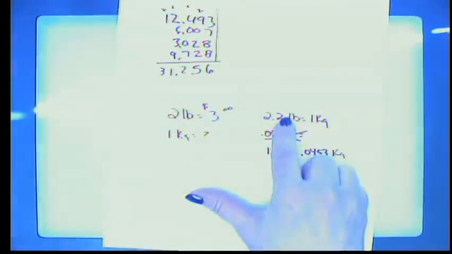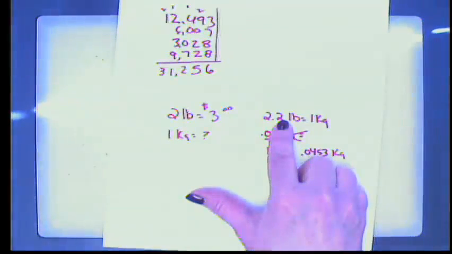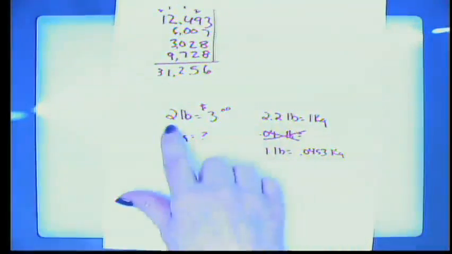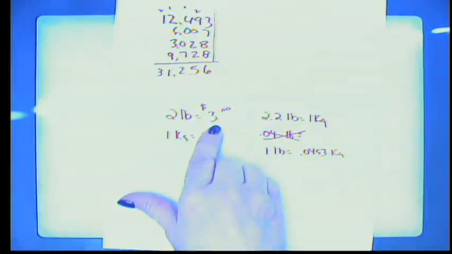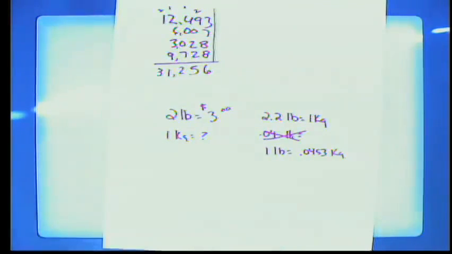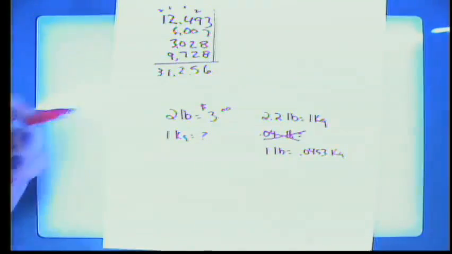Okay, so let's take a look at this before we get started on the math. 1 kilogram is just slightly bigger than 2 pounds, right? Okay, so if 2 pounds costs $3, we're getting a little bit more than 2 pounds. So we should expect it to be just a little bit more than $3. Okay, so that's where we start.